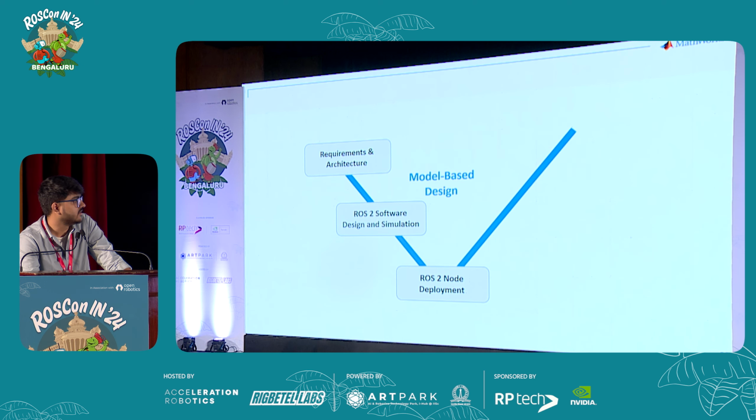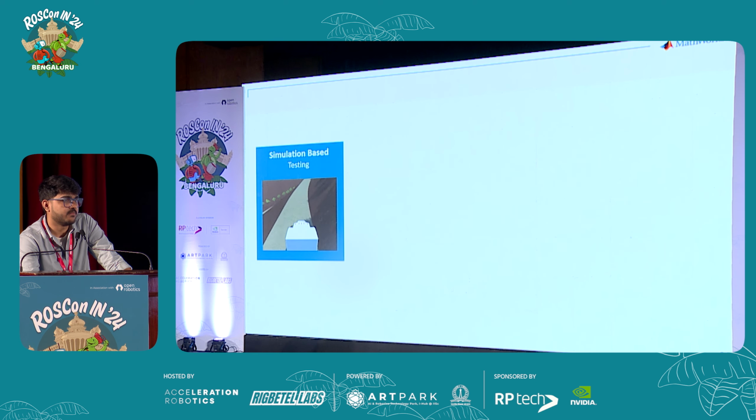So we are done with the node deployment part. Now it's time for unit testing. In this phase, I'll be mainly talking about how you can automate the testing and generate the report out of it. In Simulink, you can do lots of kinds of automated testing, like simulation-based testing, to ensure that your model runs fine on different scenarios.